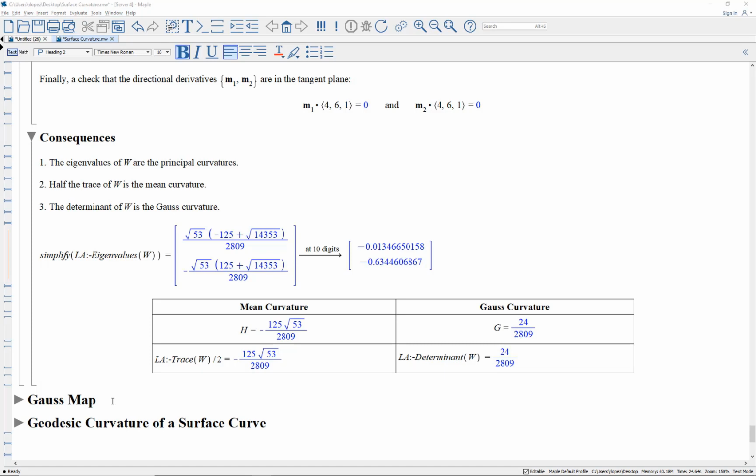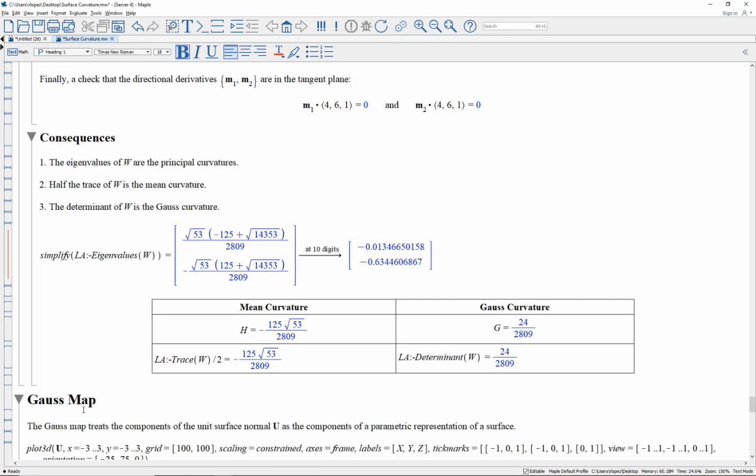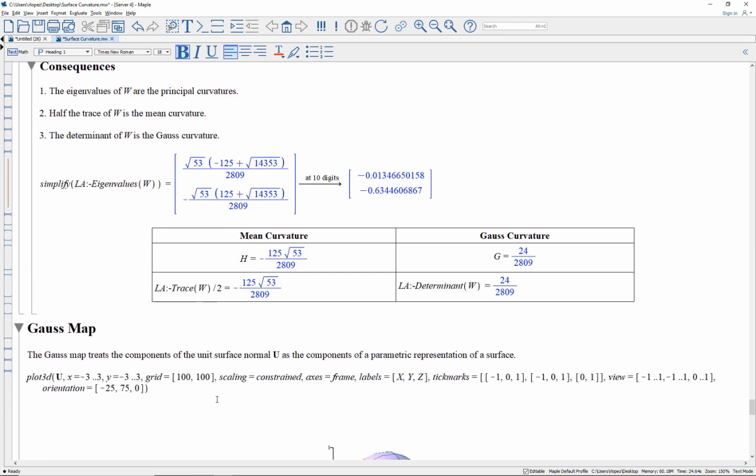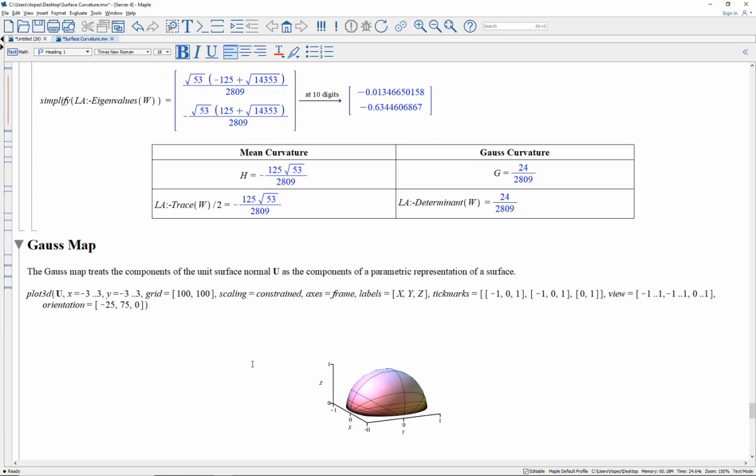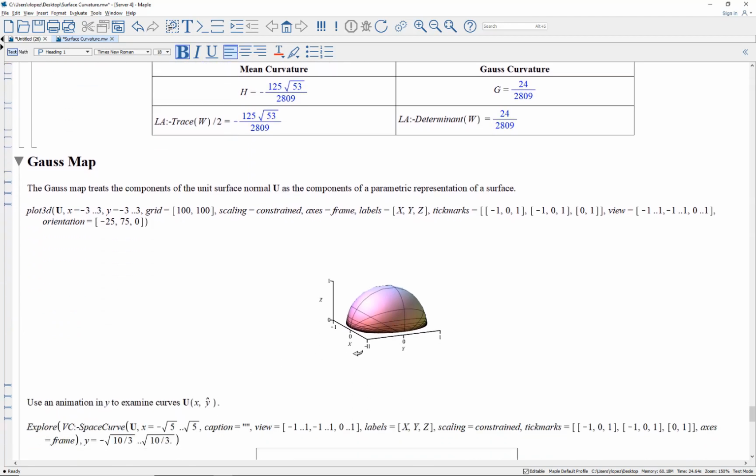Well, we've pretty much nailed this business about surface curvature, but as you read the literature, you will run across two other things. One is called the Gauss Map. The Gauss Map says, treat the components of the unit surface normal as if they were components of a parametric representation of the surface. Well, that's easy enough to do in Maple.